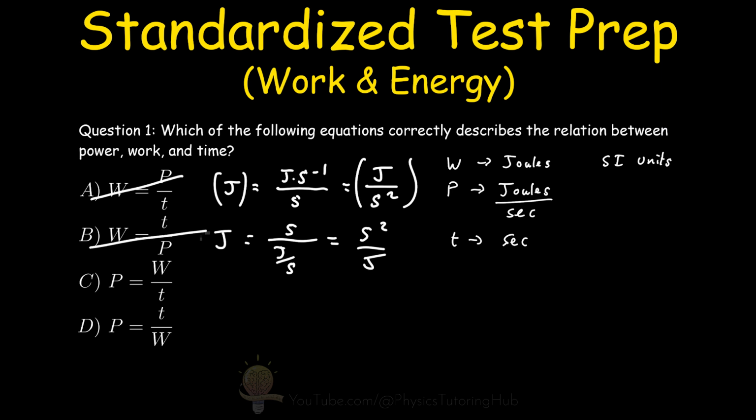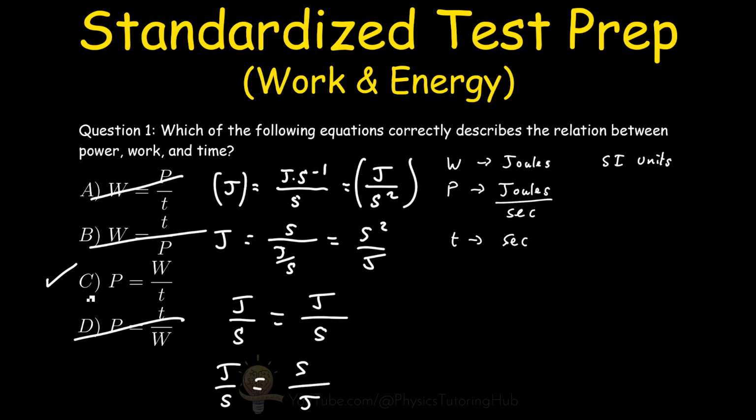So it's not B. Is it C? Well, we've got joules per second on the left-hand side, and we've got joules on top in the numerator and seconds in the denominator on the right-hand side. So I think it's C. Let's just check D quickly. So we've got joules per second on the left-hand side is equal to seconds over joules. And the left and right-hand side are not equal in this case, so it's not D. So the answer here is C.